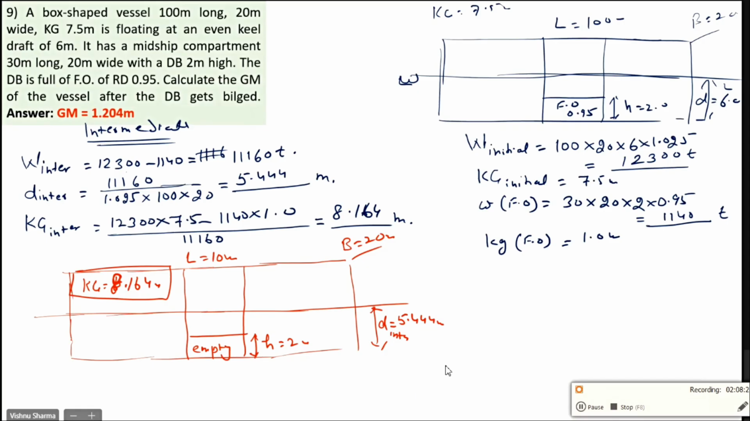Now, as I have explained, between the blue diagram and the red diagram, everything is the same. The only difference is that in the blue diagram the tank is full of fuel oil, and in the red diagram the tank is empty. Otherwise, the rest of the condition of the vessel is the same. Do you agree with me? Yes or no?